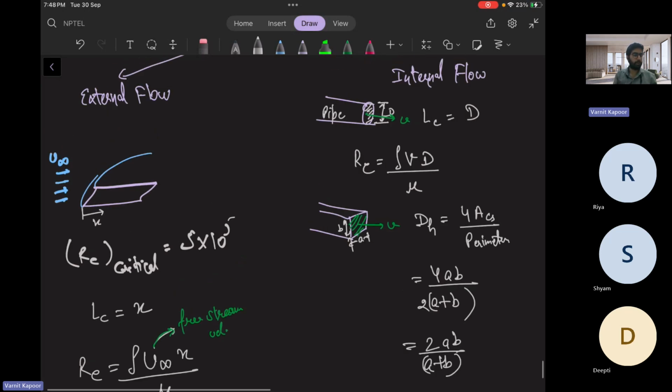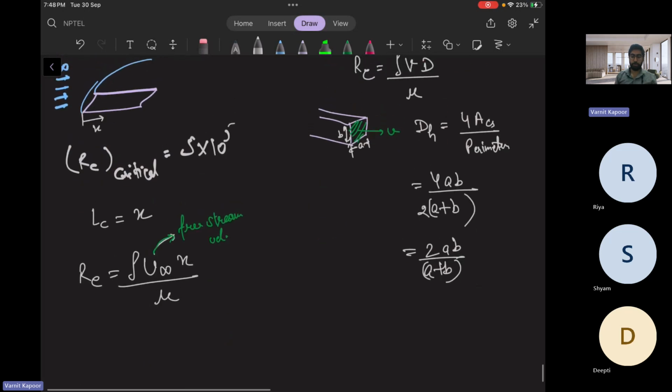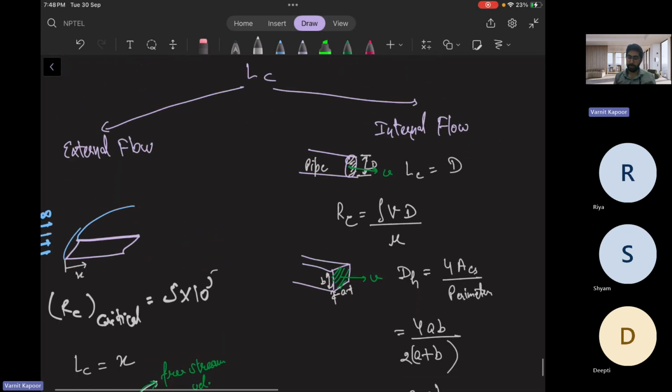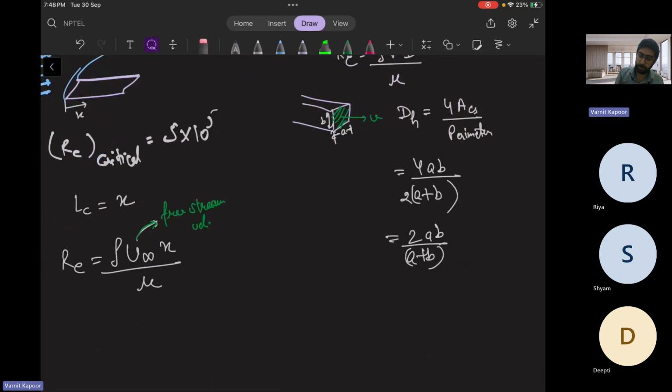Similarly, if you do for circular, here also, area is pi by 4 d square by perimeter is pi d. Again, it will come out to be diameter of this. Okay, so in such scenario, let me first write the Reynolds number for a pipe.